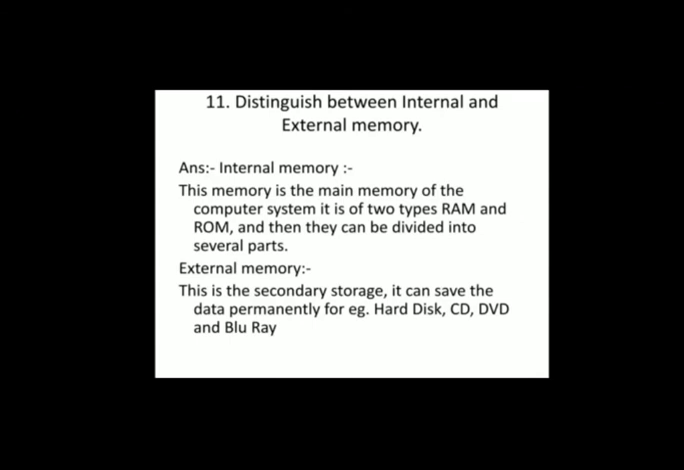Internal memory. This is the main memory of the computer system. It is of two types, RAM and ROM, and then they can be divided into several parts. External memory. This is the secondary storage. It can save the data permanently, for example hard disk, CD, DVD and Blu-rays.